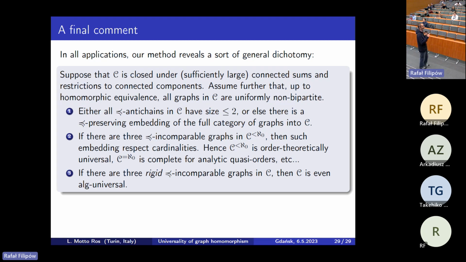And if you can find 3 rigid graphs now, so a bit more, if you find 3 graphs incomparable but now rigid, then actually you get the stronger version, the strong category embedding. So basically, either the structure is very simple with poor anti-chains, or the structure is as complicated as possible. And of course, this is just a meta-theorem, but I showed you already some hopefully interesting application, and there are much more than that. Thank you for your attention.